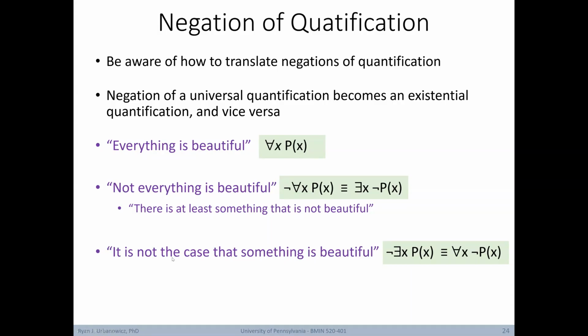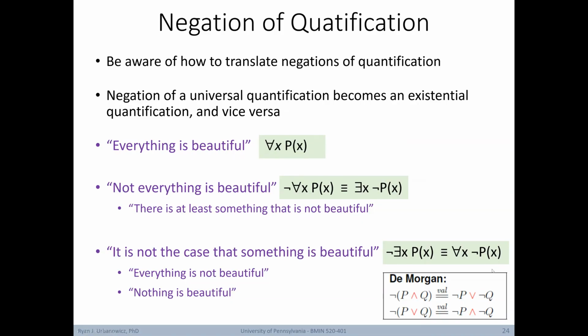Now let's see what happens when we negate an existential quantifier. Let's start with the sentence, "It is not the case that something is beautiful," expressed by negate existential x, px. This is equivalent to the universal quantifier x, negate px. We can translate this side as everything is not beautiful or nothing is beautiful. They all mean the same thing. For reference, this transformation in the meaning of negated quantifiers is similar to what takes place with De Morgan's law.